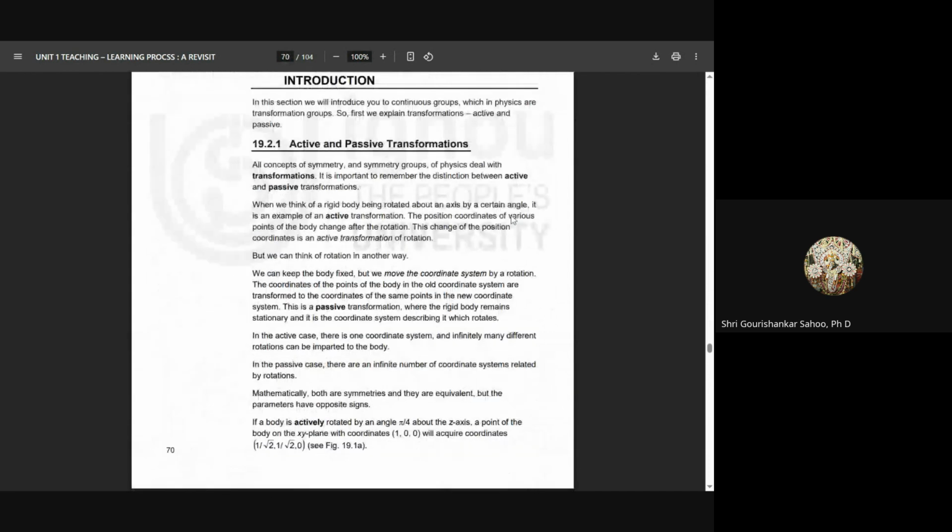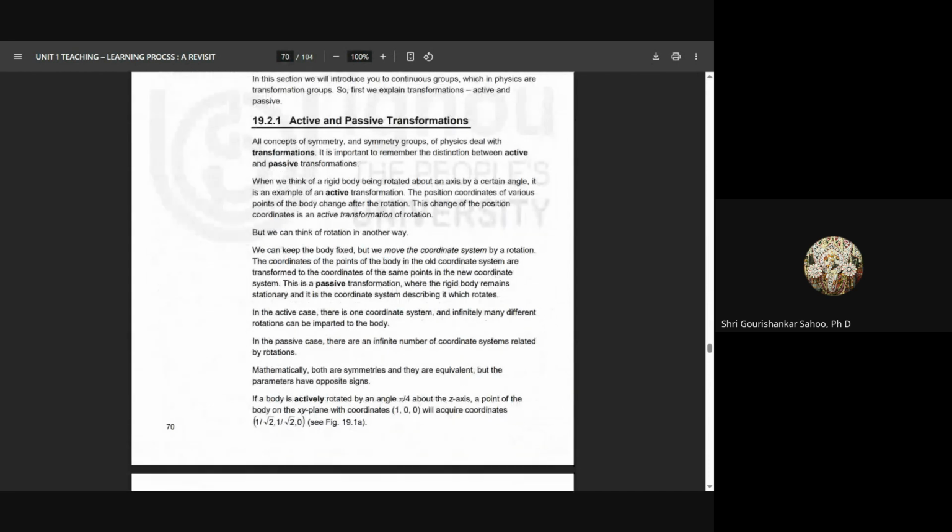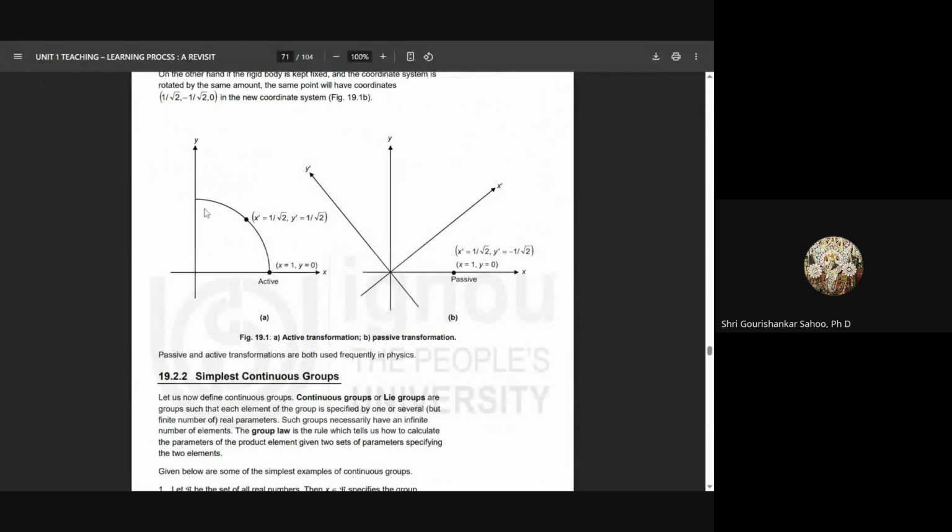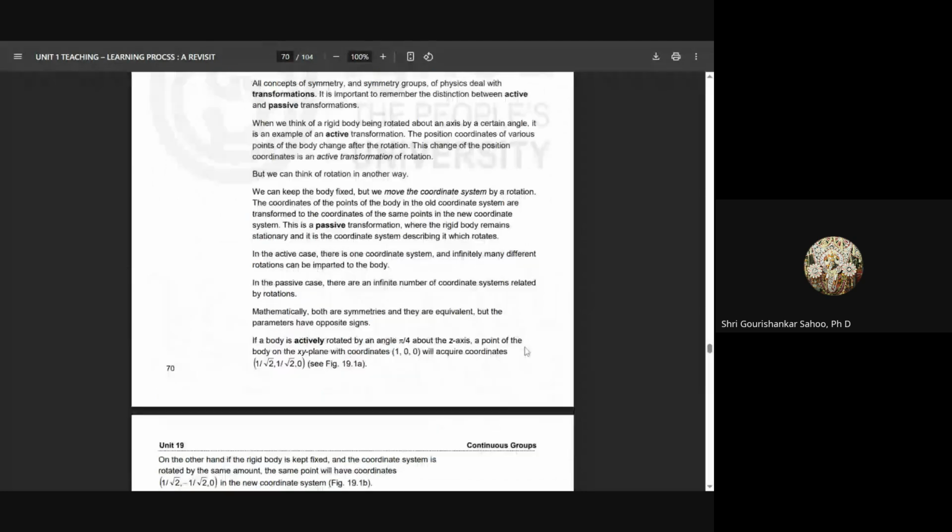Then active and passive transformation. When you deal with symmetry, all concepts of symmetry and symmetry groups of physics deal with transformation. It is important to remember the distinction between active and passive transformation. So what is an active transformation? When we think of a rigid body being rotated about an axis by a certain angle, it is an example of active transformation, as shown on the screen, A, active transformation.